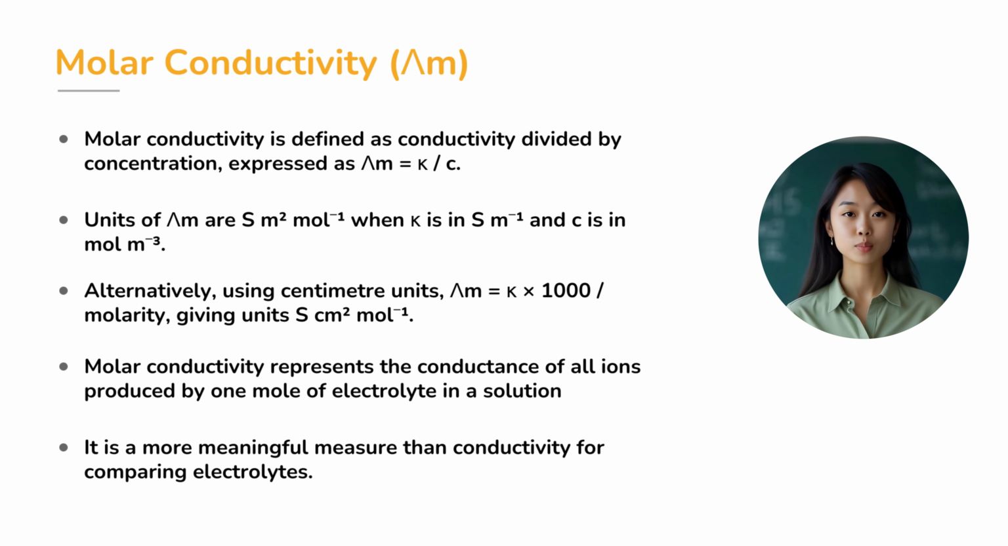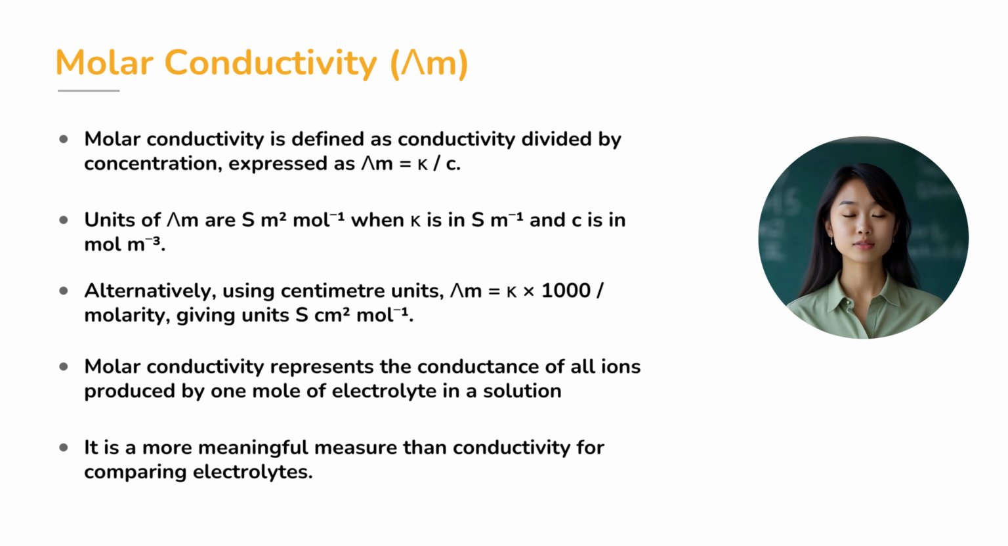Let's now move to a more chemically meaningful measure, molar conductivity. Molar conductivity is defined as the conductivity of the solution divided by its molar concentration. In formula terms, molar conductivity equals conductivity divided by concentration. If conductivity is expressed in Siemens per meter and concentration is in moles per cubic meter, then the units of molar conductivity are Siemens meter squared per mole.